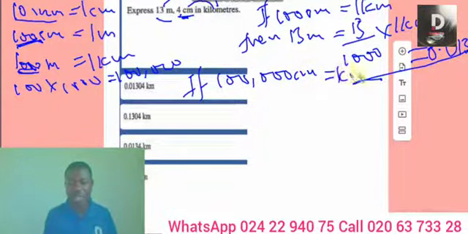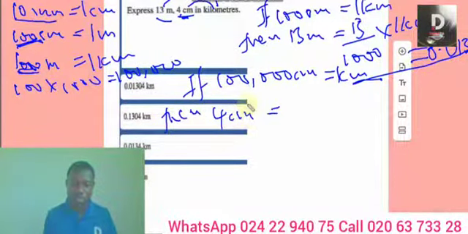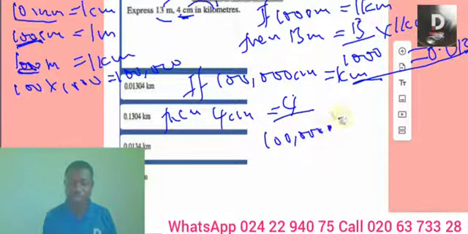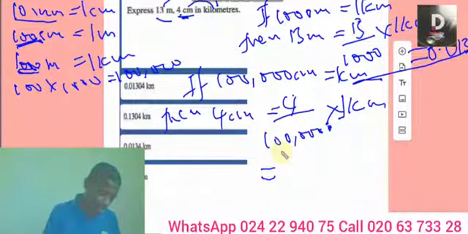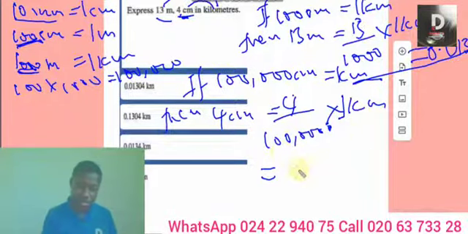So therefore, if 100,000 centimeters equals 1 kilometer, then 4 centimeters will give me what? We are comparing centimeter and what? Centimeter. So what do you get? I was expecting more or less. Less. So if less centimeter, more divide. This 100,000, take 5 zeros, times the 1 kilometer. What is the answer? 4 divided by 5 zeros. 4 divided by 1, 2, 3, 4, 5. I get what? 0.00004 kilometers.